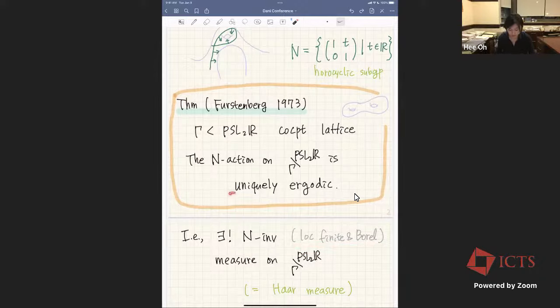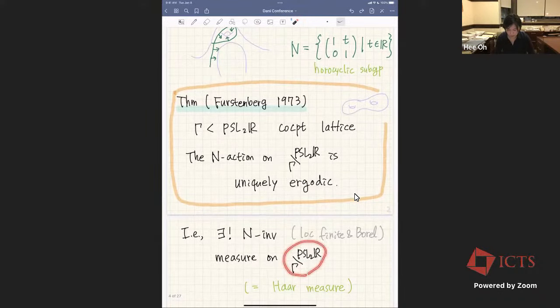So again, unique ergodicity means that there exists a unique invariant measure on the space, and since it's unique, it also has to be an ergodic measure. But in this case, in PSL2R mod gamma, we know there is an invariant measure, namely the PSL2R invariant measure. So that measure is, of course, invariant.